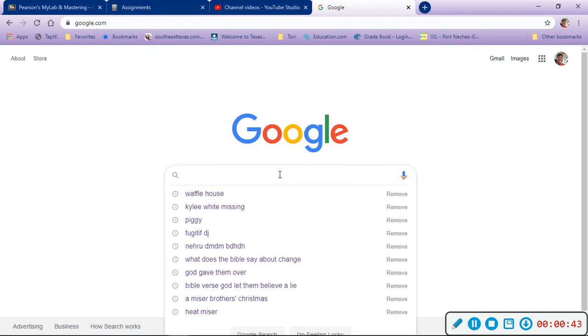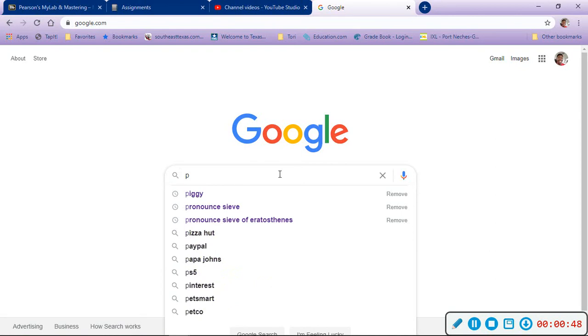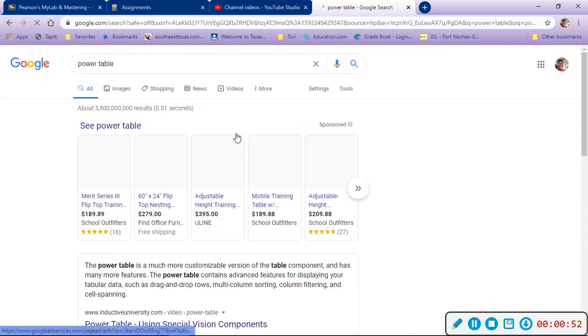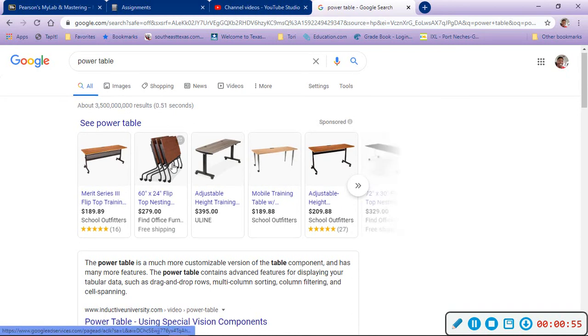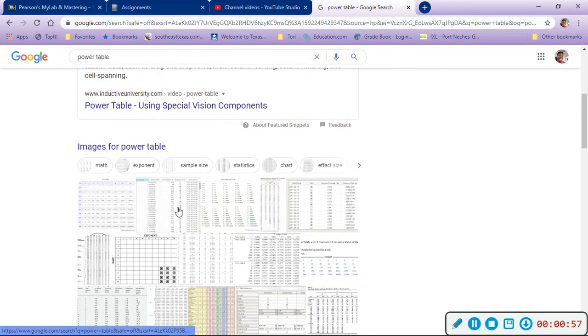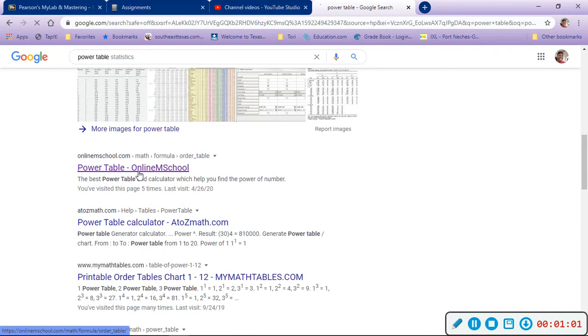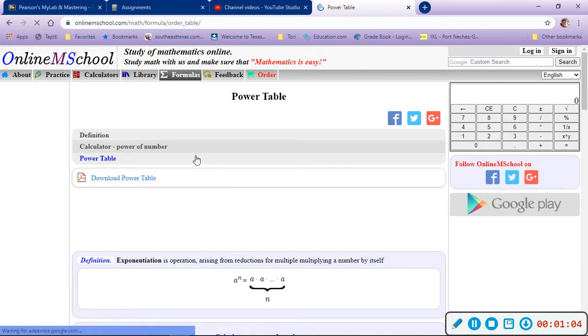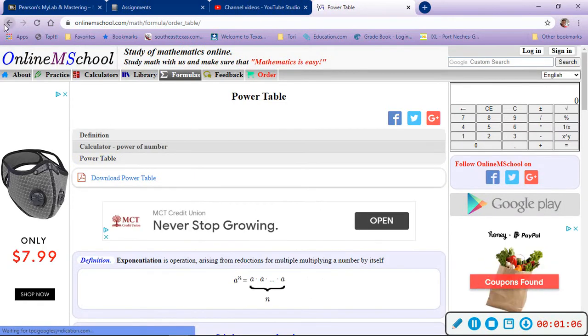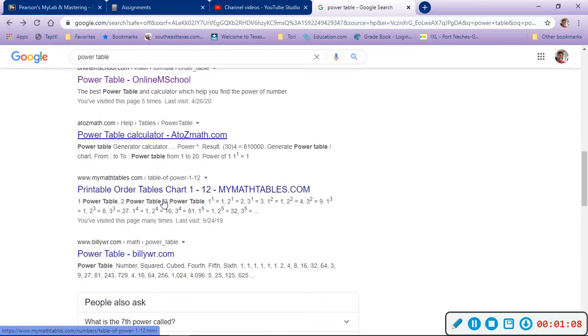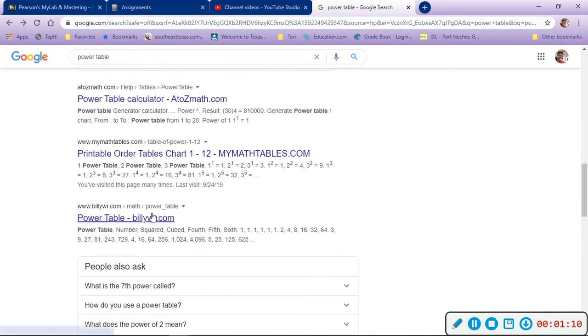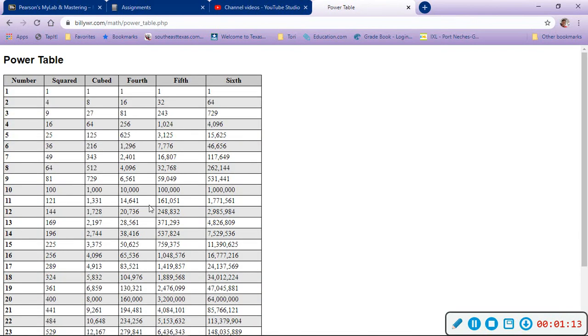Now I know that this is 2 to the 5th, but it's like a times table. You can search power table, and it will give you multiple powers. Let me see if this is it. No, this is not the one we want. Yeah. So this is the number.